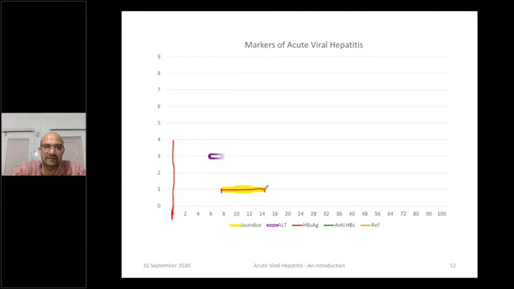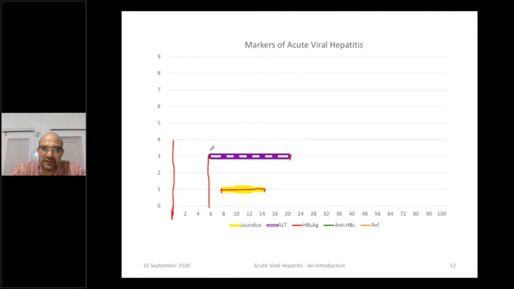What happens to ALT, AST? That's SGPT and SGOT. SGPT and SGOT start rising even before jaundice occurs. So by the 6th week, the ALT and AST have started rising and they settle down here by about the 20th week.